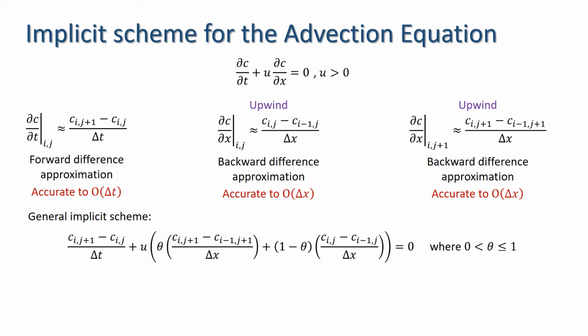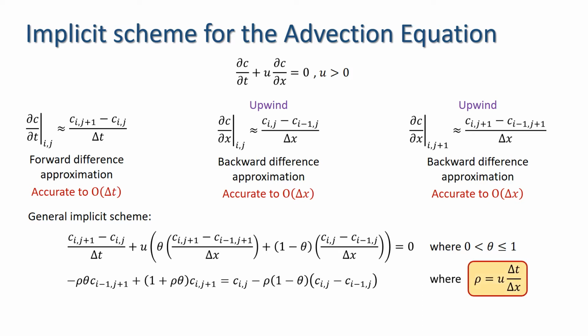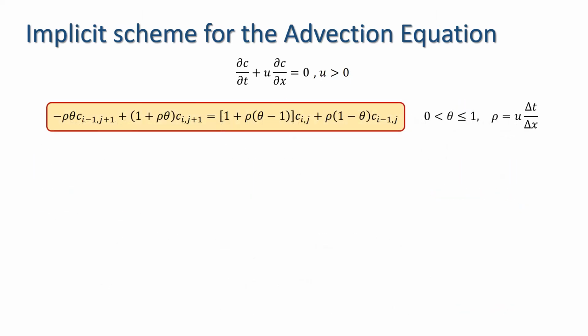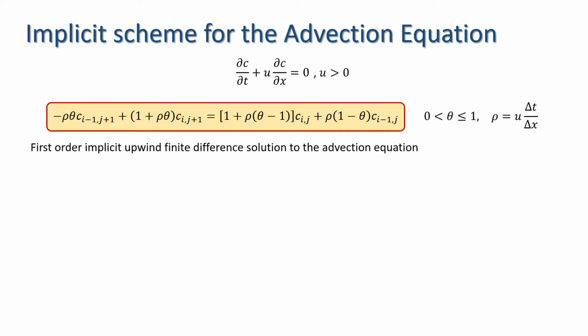Multiplying throughout by delta t and rearranging, we have this expression, where we're using the Greek letter rho for the non-dimensional Courant number. Note, we have rearranged this equation so that values of c at time step j plus 1 are on the left-hand side, and values at time step j are on the right-hand side. This scheme is known as the first-order implicit Upwind finite difference solution to the advection equation.